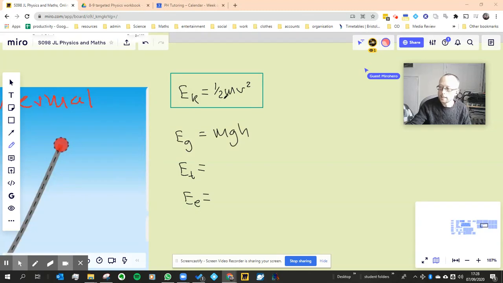Okay, so kinetic energy we know is going to be dependent on speed. So the more speed there is, the more kinetic energy. But it's also dependent on mass, because if something was heavier and moving at the same speed, then if it did something, you're going to be able to get more energy out of that. So it must have more kinetic energy.